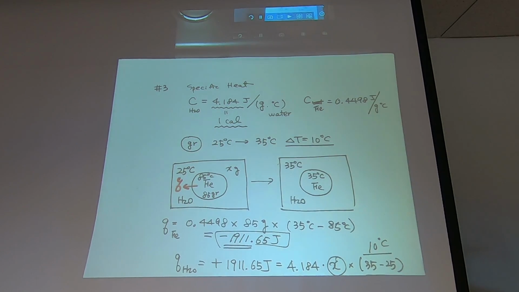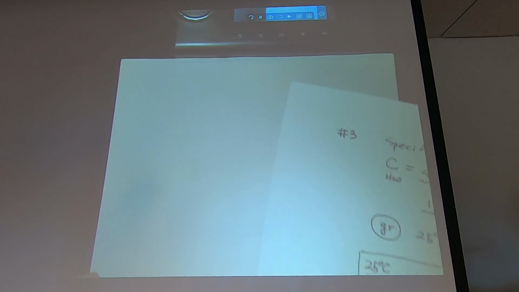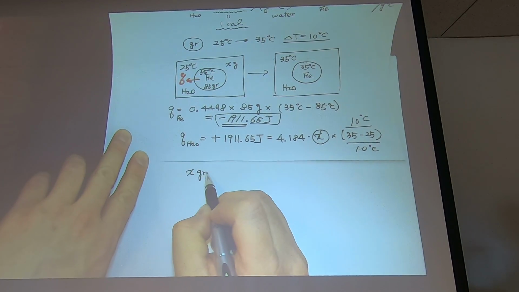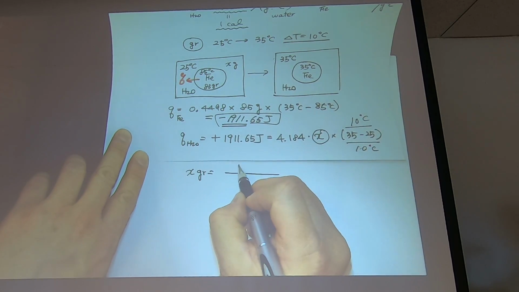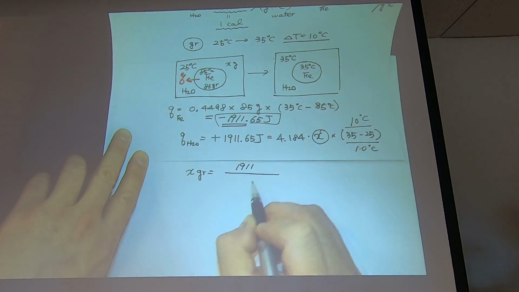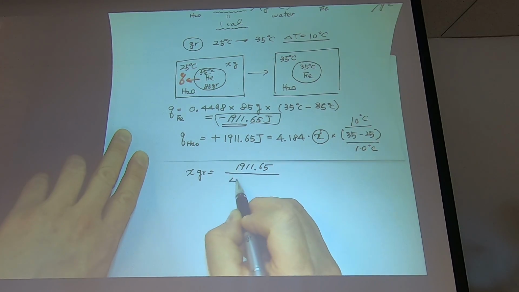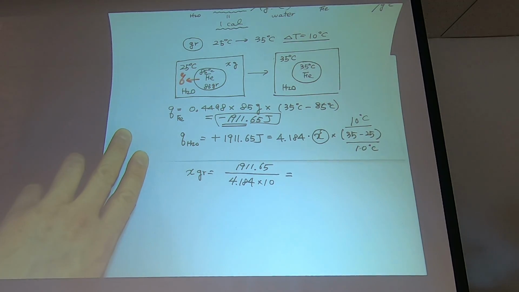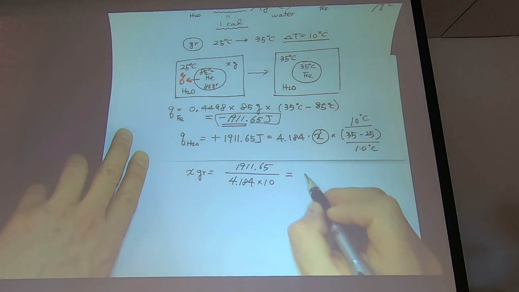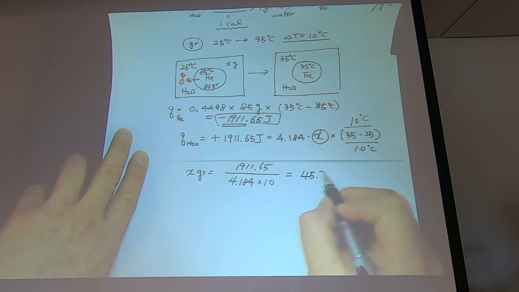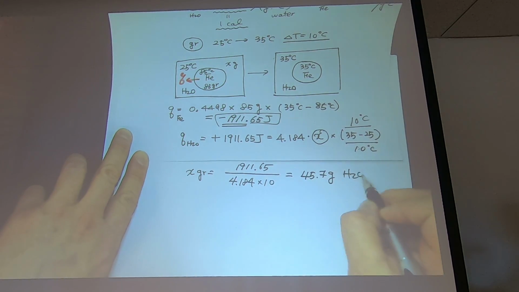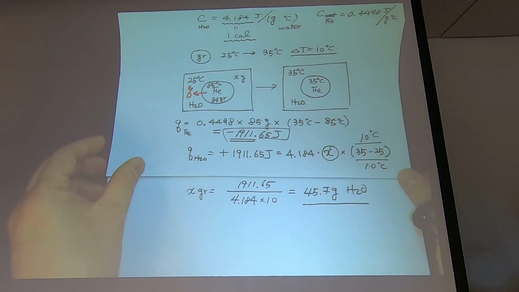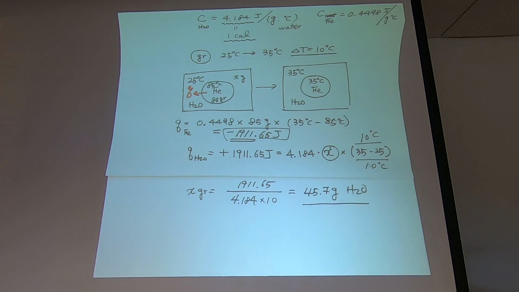Okay, so by doing so, you are going to say x grams is nothing but 1911.65 divided by 4.184 times 10. So I got it right, and that's about 45.7 grams. It should be okay, right?